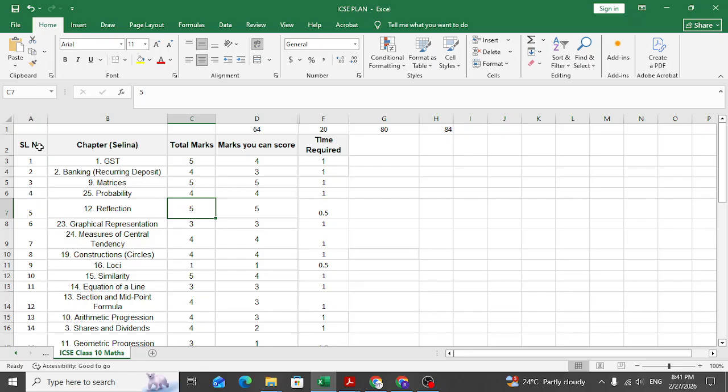Loci, very simple questions will come on that. When it is a locus from a point, it will create a circle. When it is from a single line, it will create 2 parallel lines. These things will come. Okay.